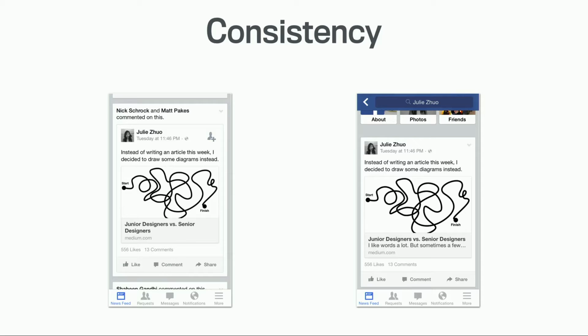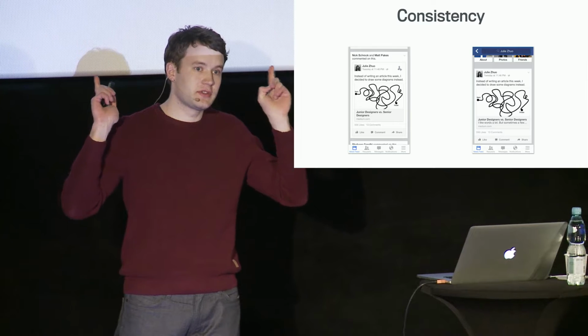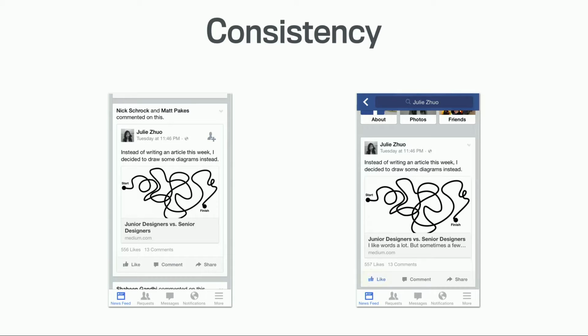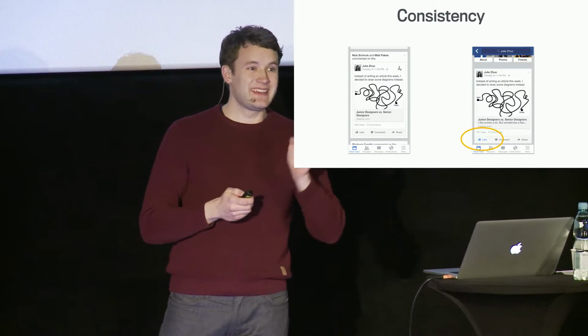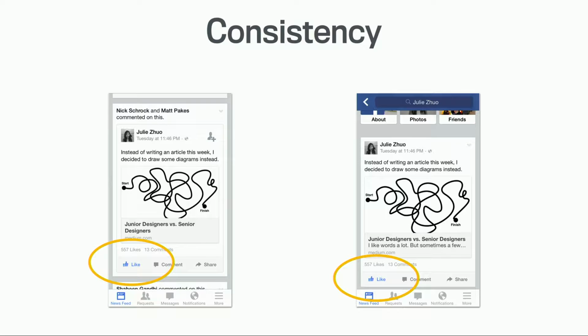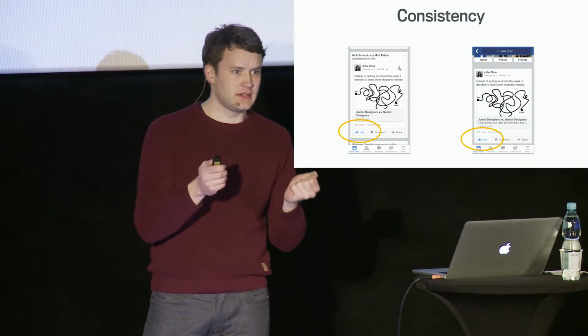And another property we might want is consistency, right? So let's say that you're seeing the same Facebook story on 2 different screens of the app. And you like the story on one screen, and then you go back to the other screen. You probably want that story to show up as liked there too, otherwise the user's going to be confused. Did I like the story? Did I not like it?